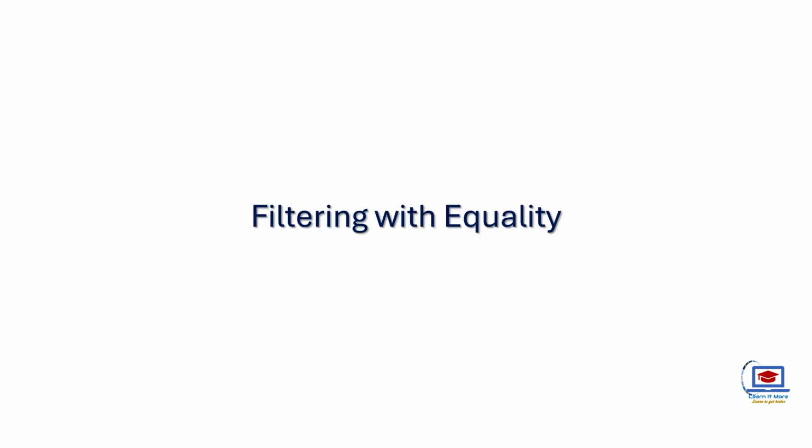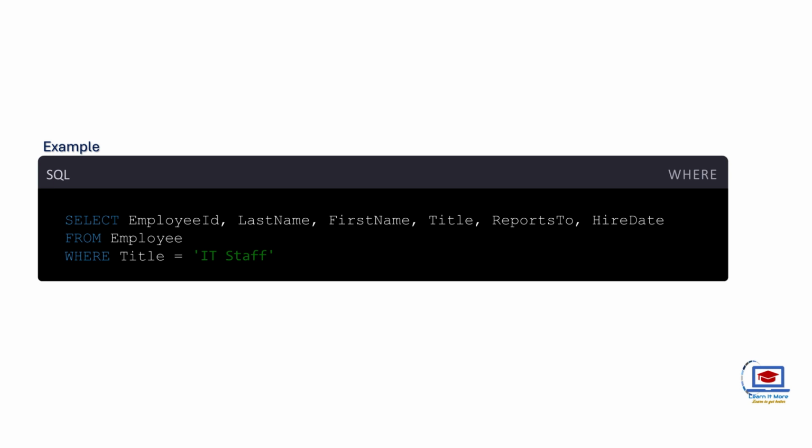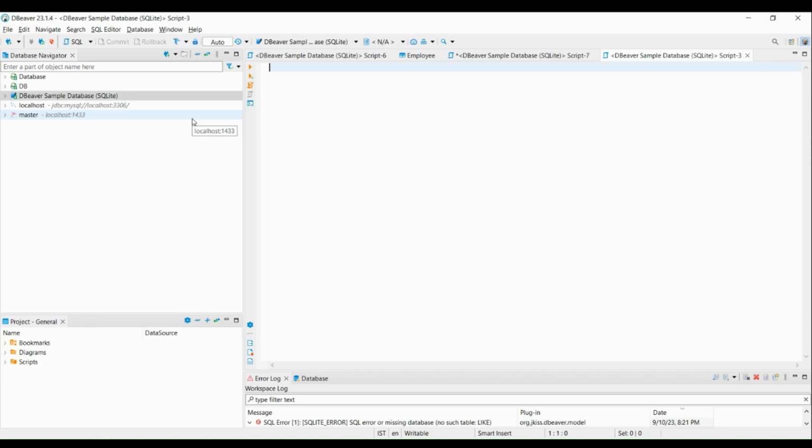Let's start with filtering using equality. Suppose we have a table of employees and we want to find all employees with the job title IT staff. This is the syntax for the same. Now, let's run the query and see the result, how it works.